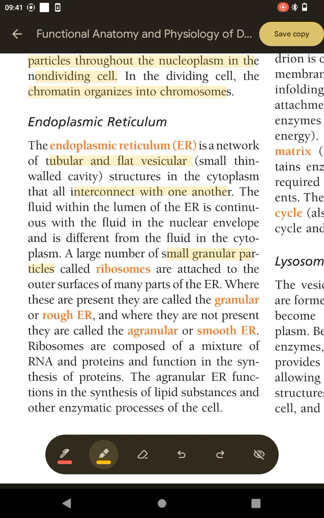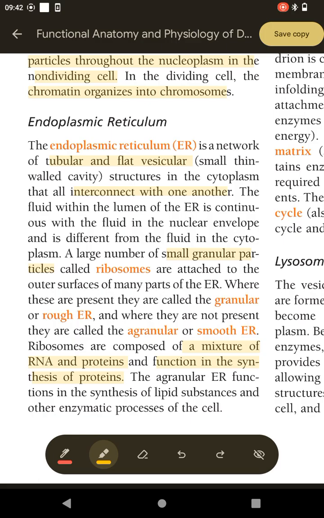What are ribosomes? Ribosomes are composed of a mixture of RNA and proteins. And what is the function of ribosomes? Ribosomes function in the synthesis of protein. प्रोटीन्स का सिंथेसिस करते हैं.